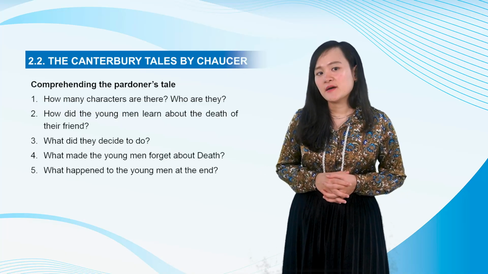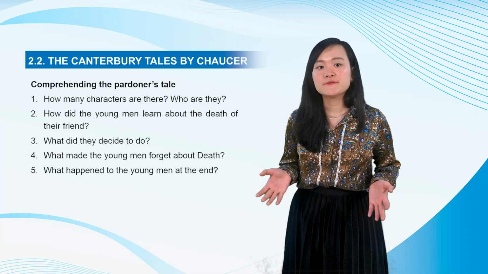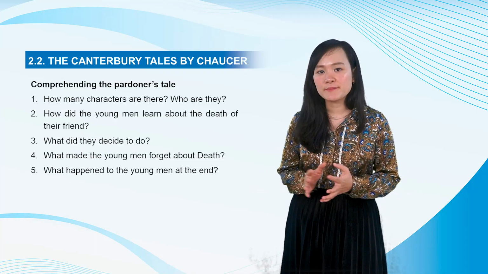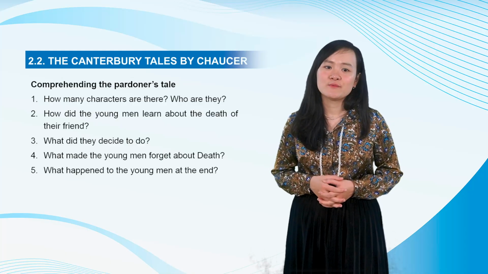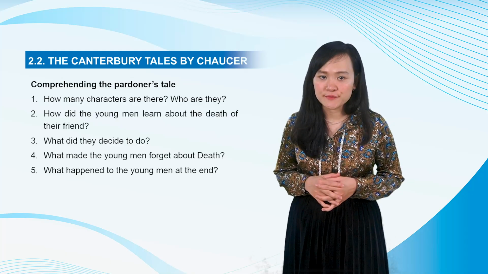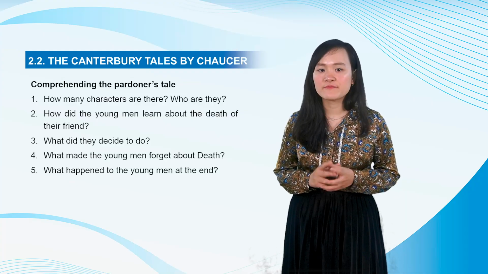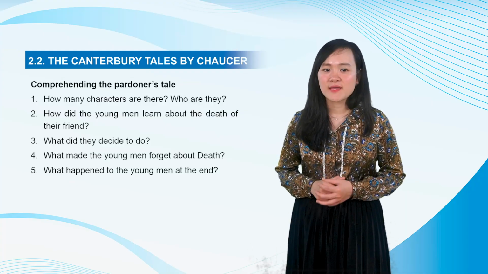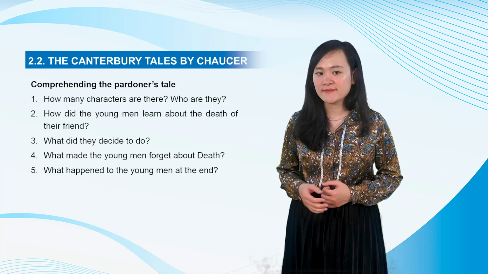Number 1, how many characters are there and who are they? Question number 2, how did the young men learn about the death of their friend? Question number 3, what did they decide to do? Question number 4, what made the young men forget about death? Number 5, what happened to the young men at the end?